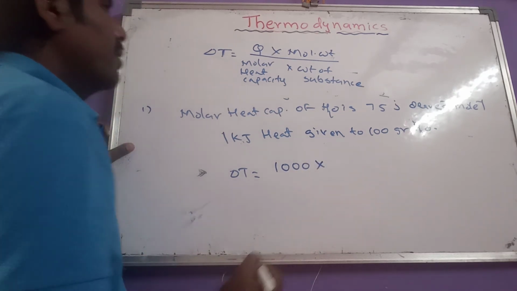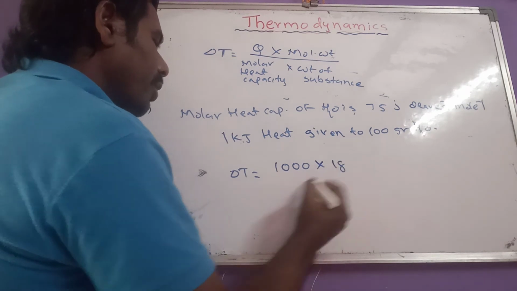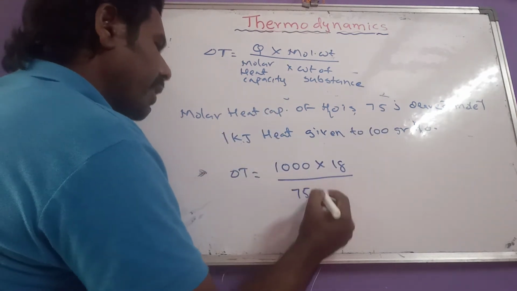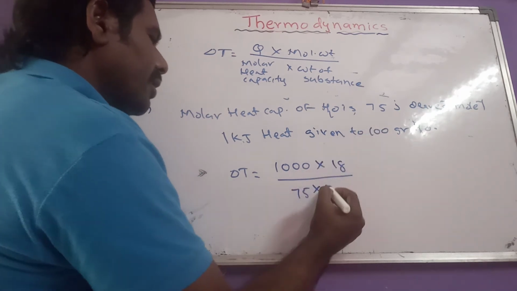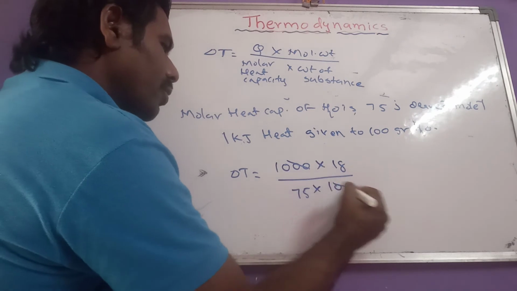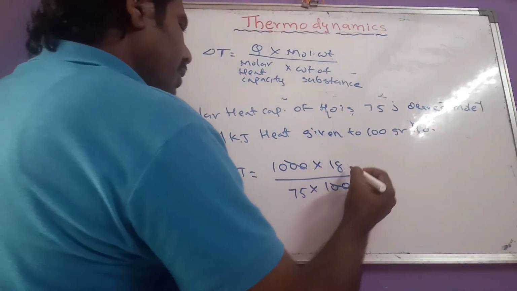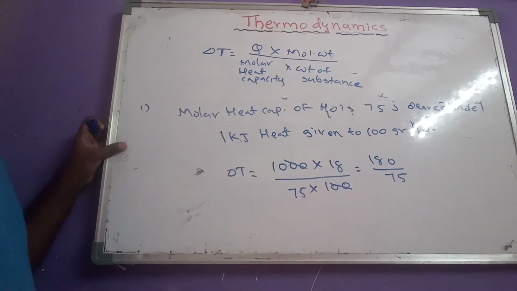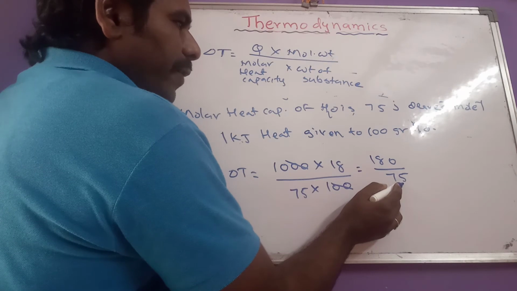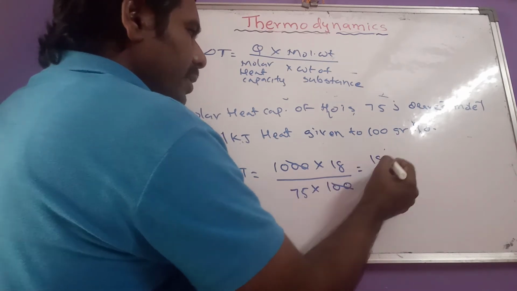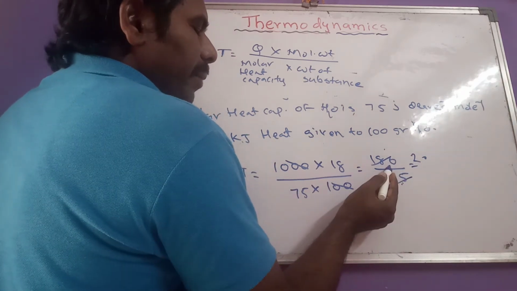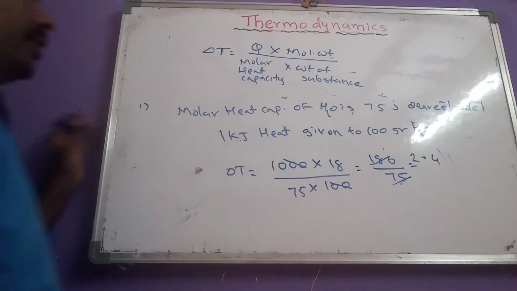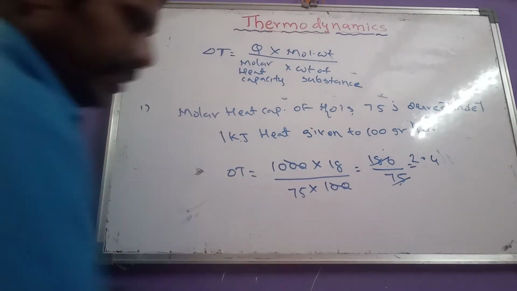So Q is 1000 joules, into the molecular weight of water, which we know is 18, divided by the molar heat capacity 75, into the weight of the substance, 100. Two zeros get cancelled. Now 10 into 18 gives 180. 180 by 75: if it were 150 we could write 150 once, but with 75 it is 75 twos, and 30 remains. Upon calculation, you get about 2.4 Kelvin. So this is the change in temperature.